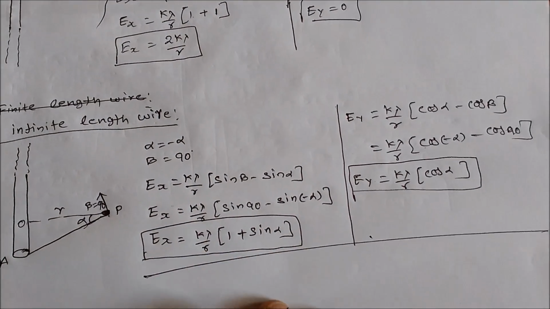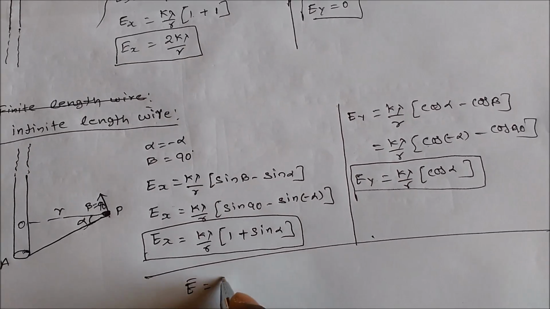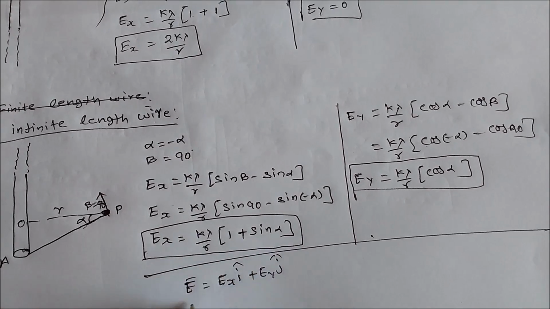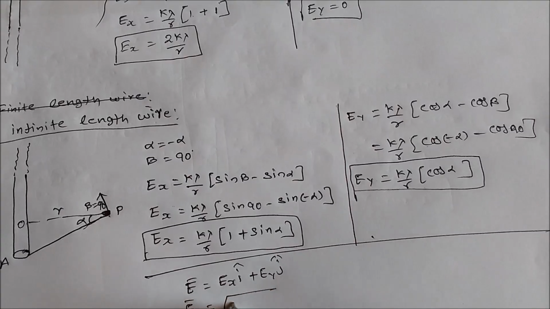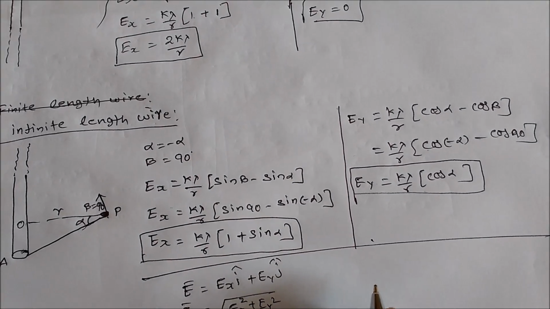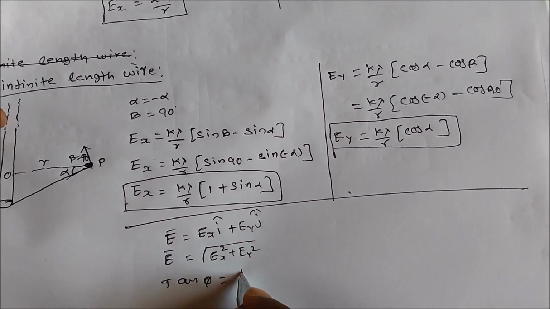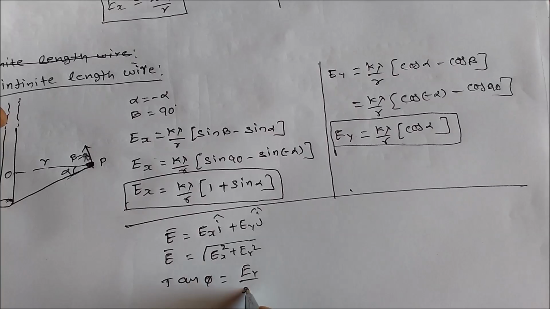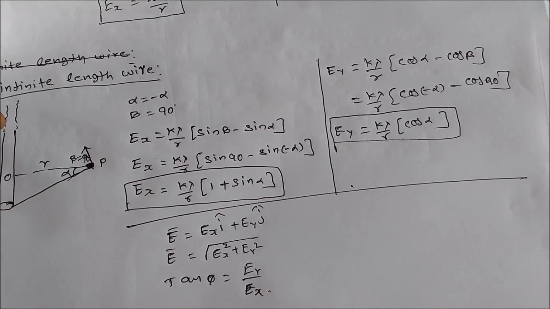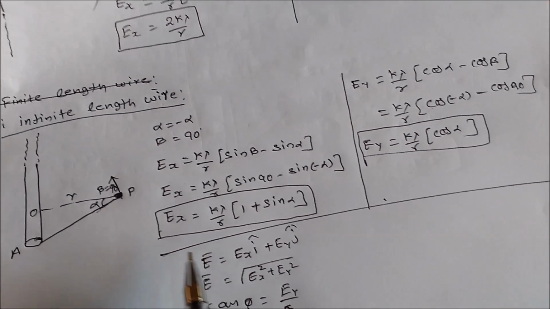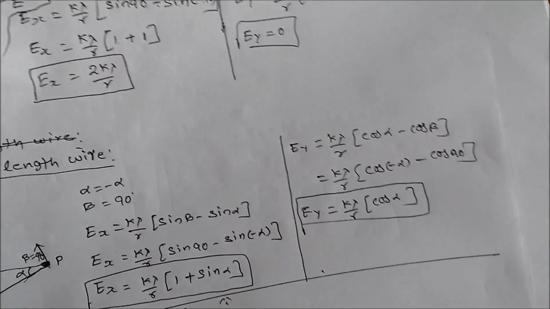Then the resultant field intensity will be E bar is equal to Ex i cap plus Ey j cap. The magnitude of E bar is root over x component square plus y component square, and the direction is tan phi equal to y component divided by x component. From this we can find the direction and resultant magnitude of field intensity due to the semi infinite length wire.